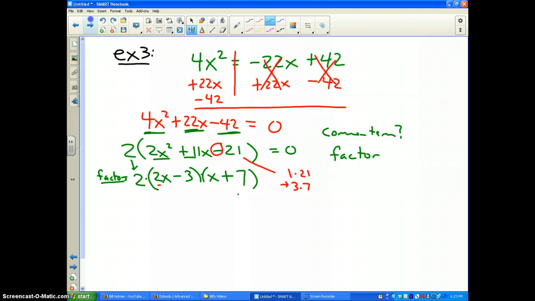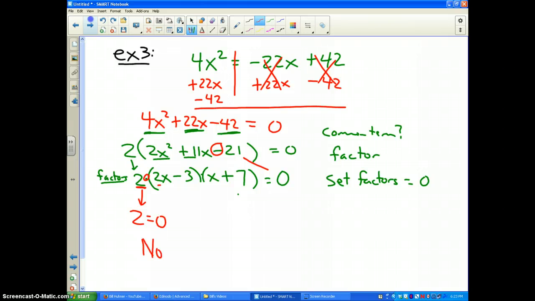Now, again, this is equal. I'm going to erase this. This is equal to 0. So the next step is to set all your factors equal to 0. Well, my first factor is 2. There's my times sign. So there's my first factor. So I make 2 equal to 0. But does that make any sense? No. That's impossible. So therefore, we're going to ignore that.